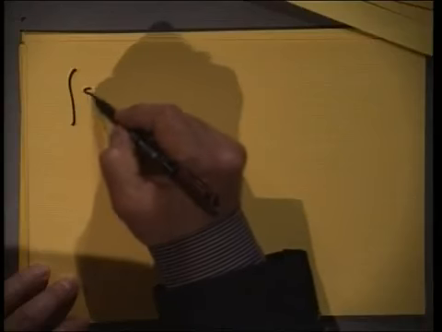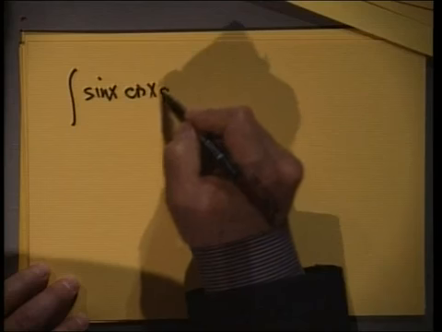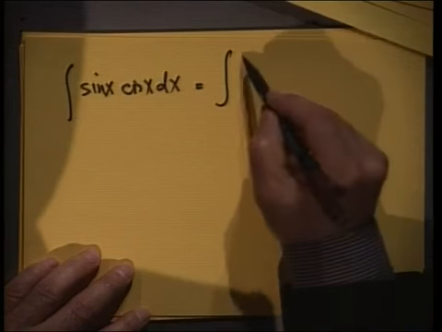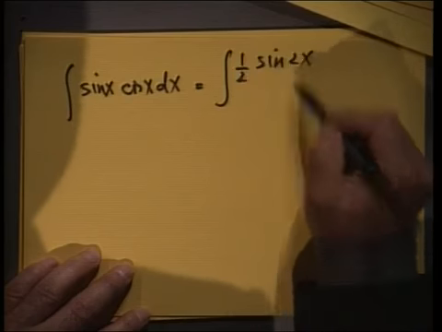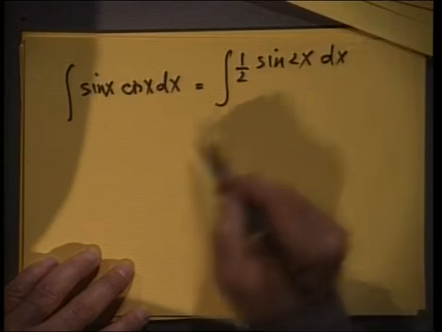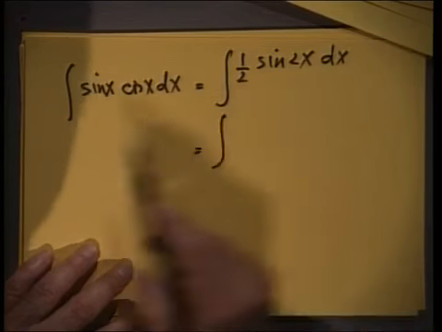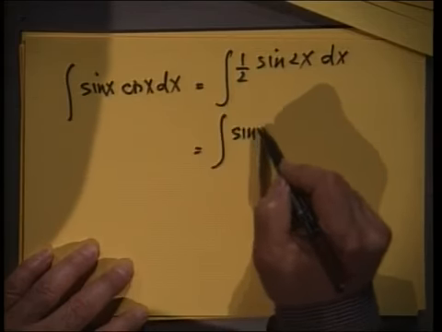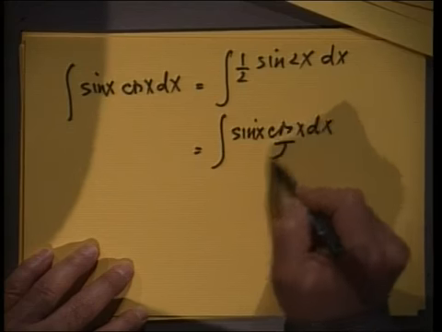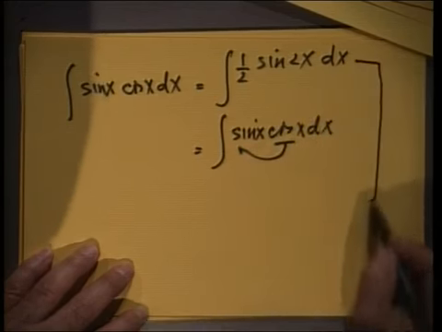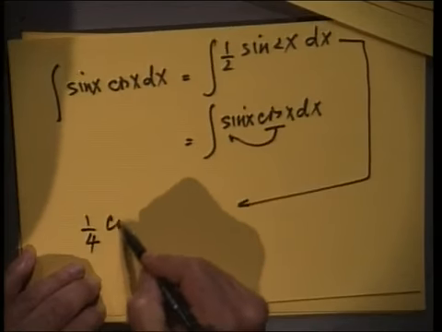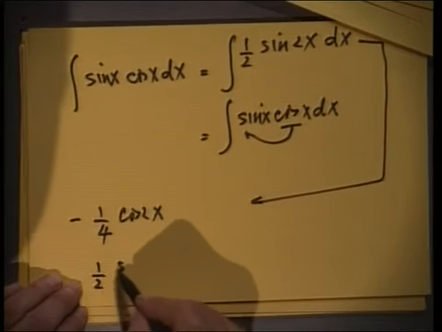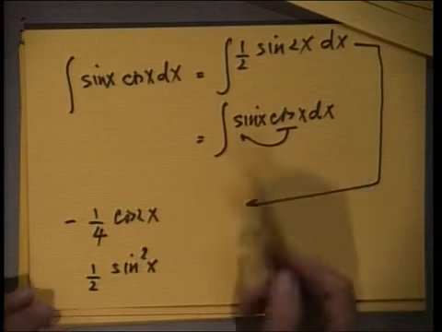Suppose, for example, you have the integral of sine x cosine x dx, and you wish to integrate this. You have actually two options. Either you say that this is the integral of half sine 2x, because sine 2x is equal to twice sine x cosine x, or you may do it by simple substitution. You know very well that this integral is sine x, again cosine x, which is the derivative of this. So you may end up with what? With a quarter cosine 2x, of course negative, and this one is what? Half sine square x. So in fact, now you have two different answers.